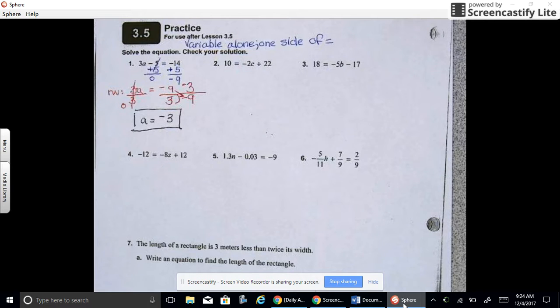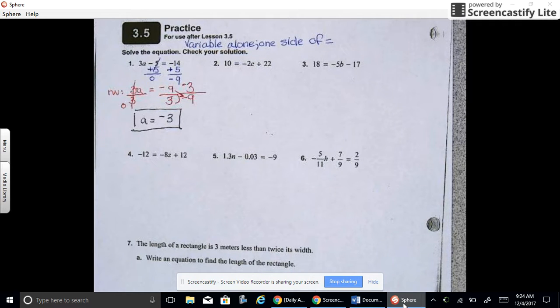Now, just because the 10 is on a different side of the equal sign doesn't mean you solve it any differently, right? So let's start and look at the pieces. We've got a 10, an equal sign, negative 2c, which is our variable, which we want to save for last because at the end we just want to have c equals a number, and then plus 22.